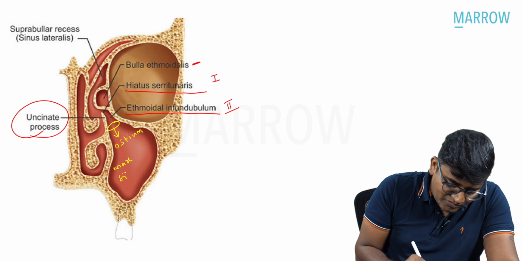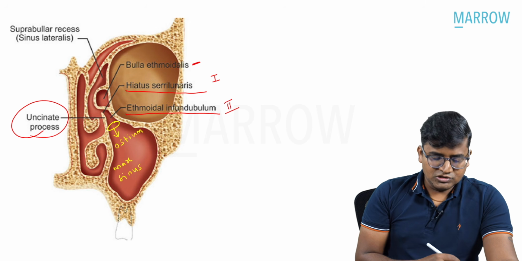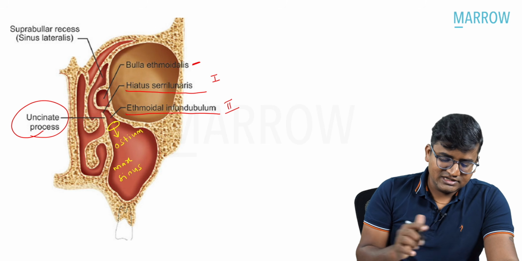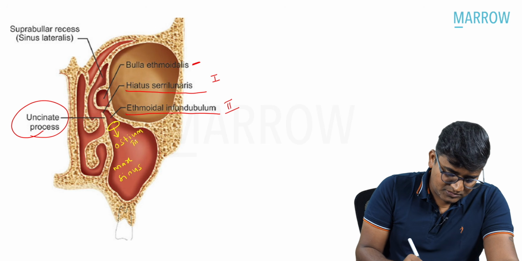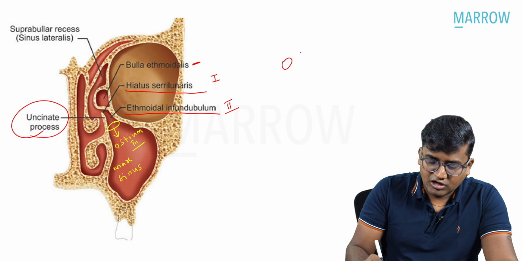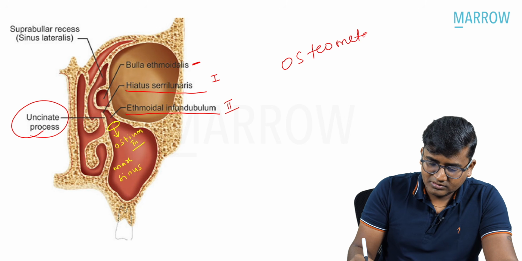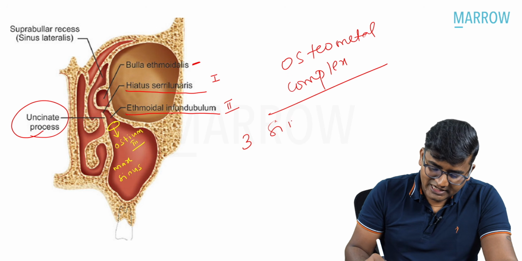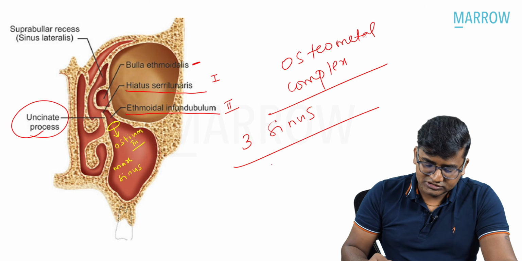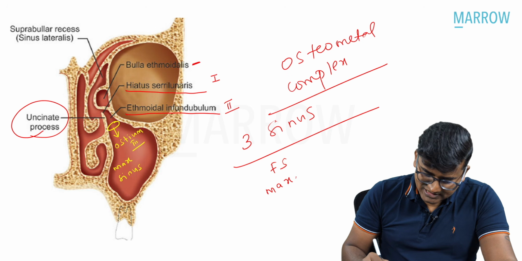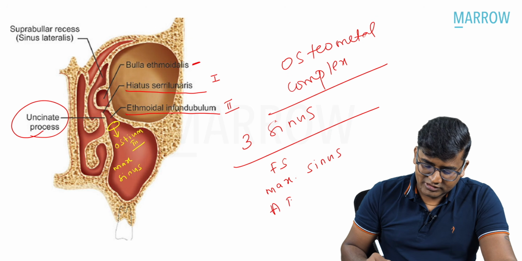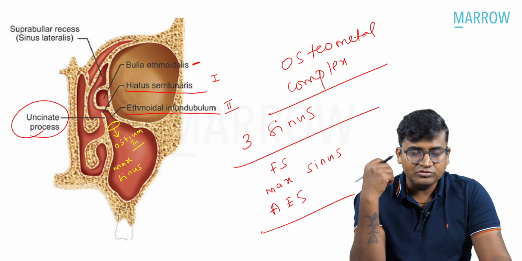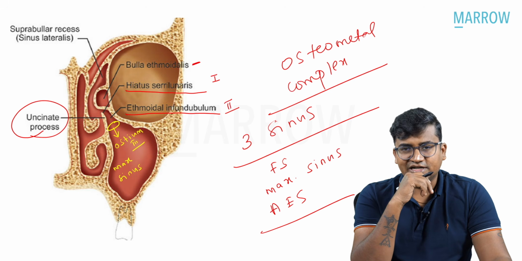That is the ostium of maxillary sinus. So ostium of the maxillary sinus, ethmoid infundibulum and the hiatus semilunaris. Now these three structures are called the osteomeatal complex. The osteomeatal complex receives three sinuses: frontal sinus, maxillary sinus, and anterior ethmoidal sinus. Any block in the osteomeatal complex, these sinuses fail to drain their secretion, which in turn leads to sinusitis.